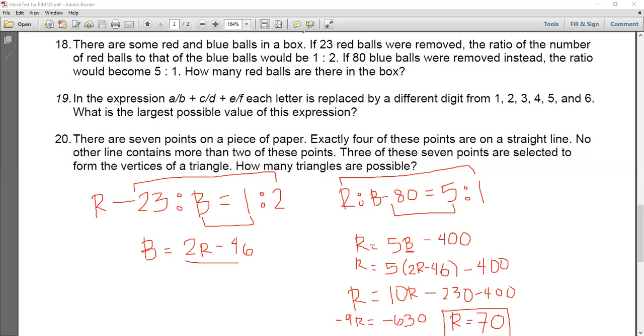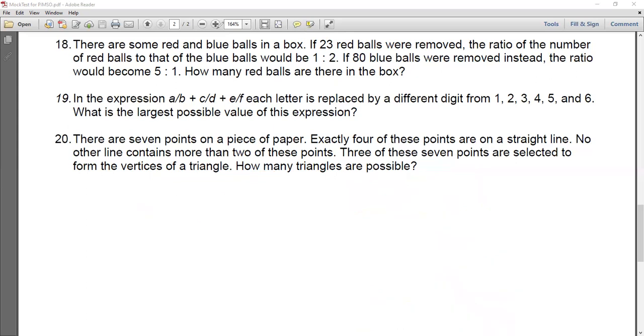Okay, so let us proceed to number 19. In the expression A over B plus C over D plus E over F, each letter is replaced by a different digit from 1, 2, 3, 4, 5, 6. What is the largest possible value of this expression? In this kind of question, what we need to do is to maximize the numbers. So first, we write the numerators in this order: 6, 5, 4. And then if we want to maximize this one, the biggest number must stay the whole number, and then followed by 2, then followed by 3.